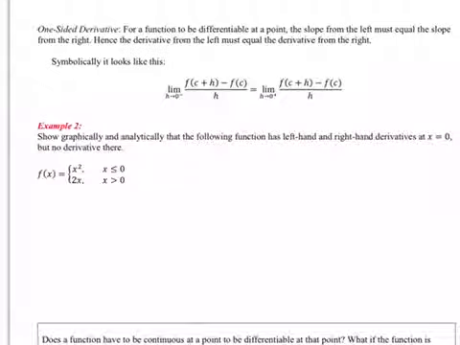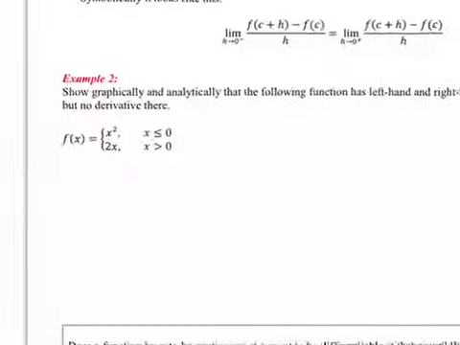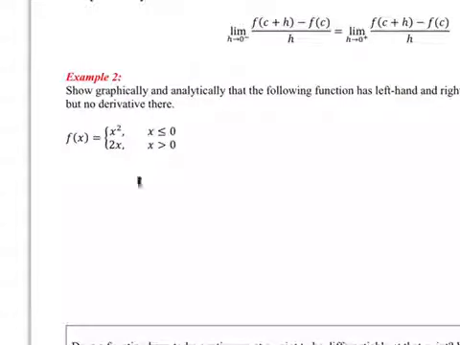So here we are. We're going to look real quick at one-sided derivatives. For a function to be differentiable at a point, the slope from the left must equal the slope from the right. Hence, the derivative from the left must equal the derivative from the right. Symbolically, that would look like that. So let's go ahead and show graphically and then analytically that the following function has a left hand and right hand derivative at x equals 0, but no derivative there. So again, the derivative from the left and the right must be equal.